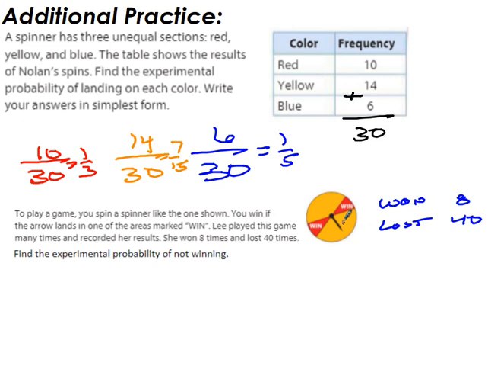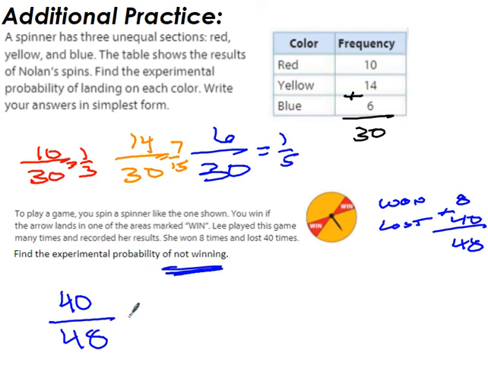Find the experimental probability of not winning. So of not winning, that would be losing. So I want to know, what's the probability that she lost? Well, she lost 40 times. How many total trials were there? Well, this is where we add them up. There's a total of 48 trials.